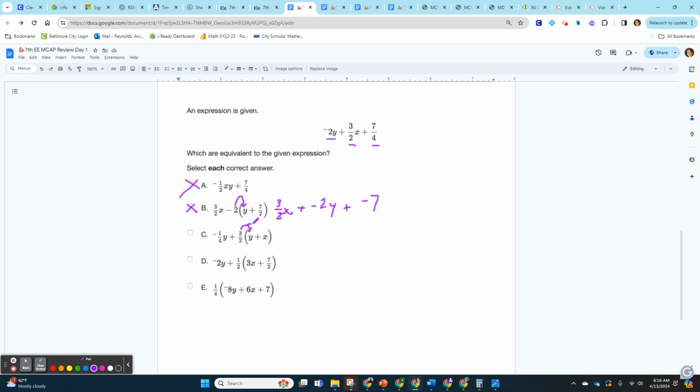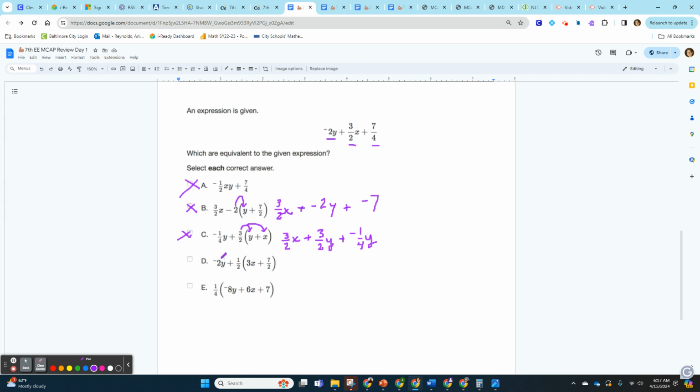We'll just do this one. So you see you get the 3/2 x. We get 3/2 y. And we get -1/4 y. And you can start to see there is no constant term. And this is not going to be -2y. So this one's not correct.